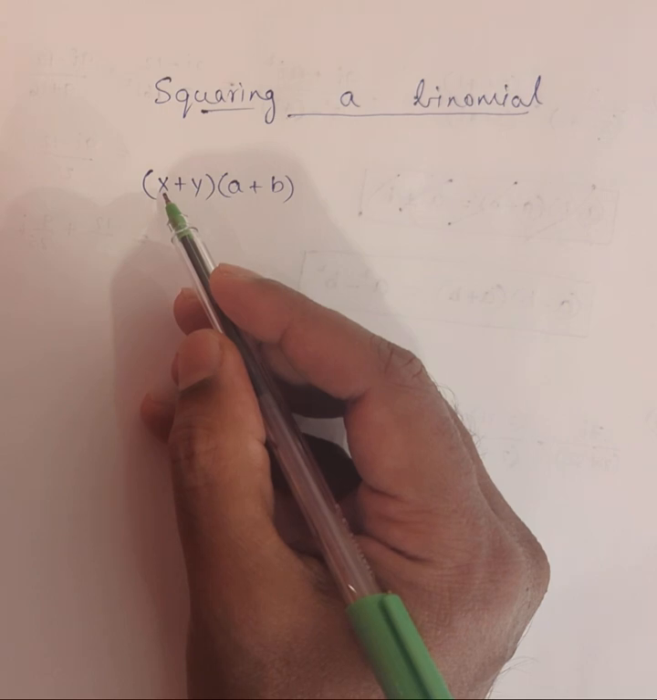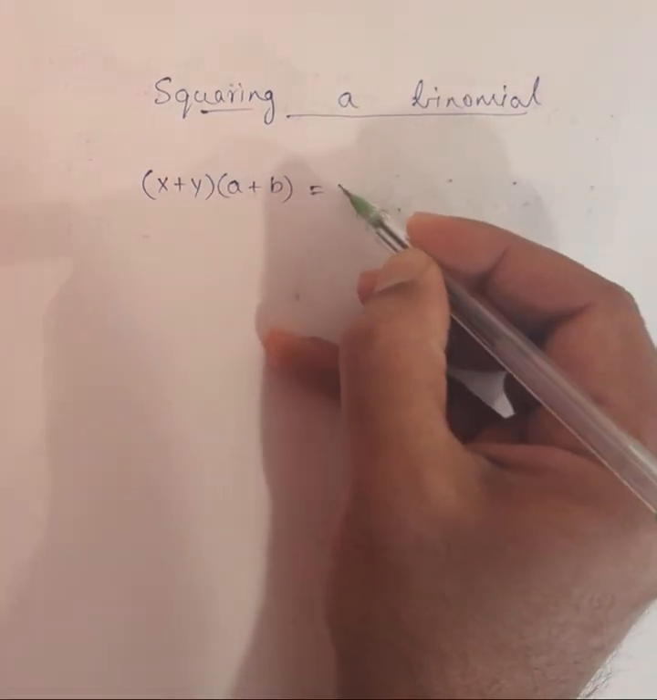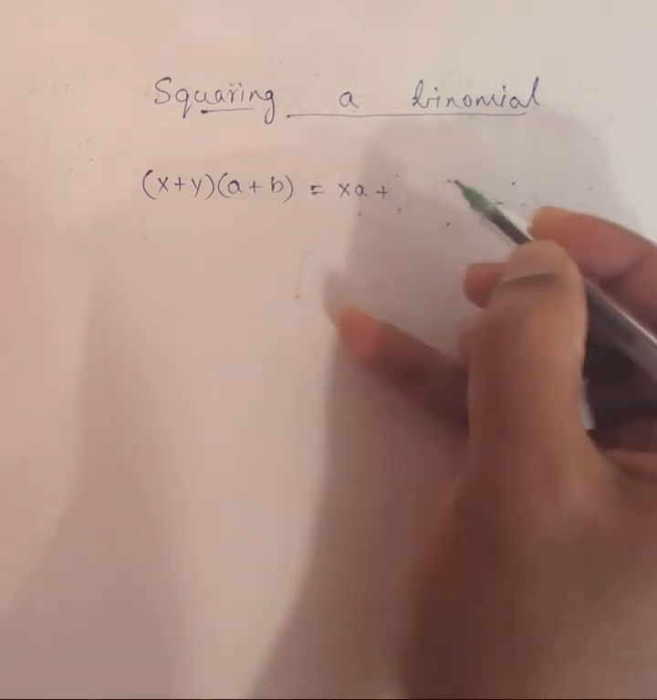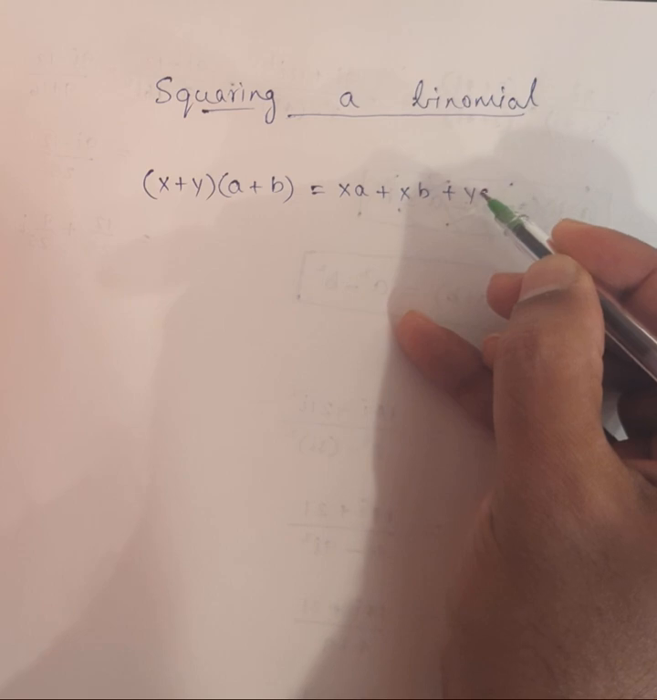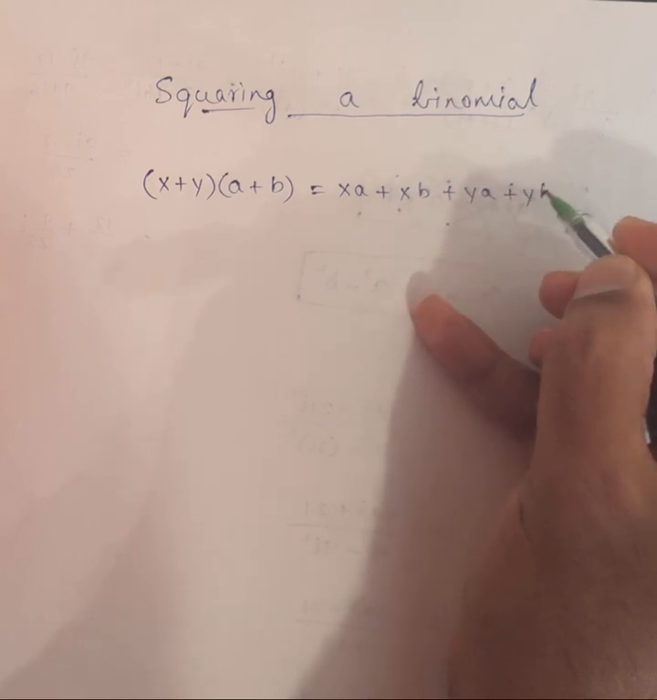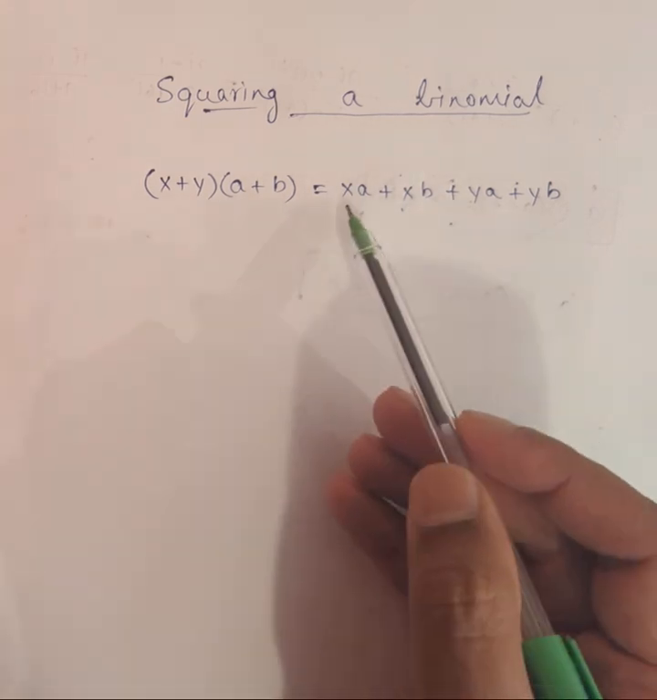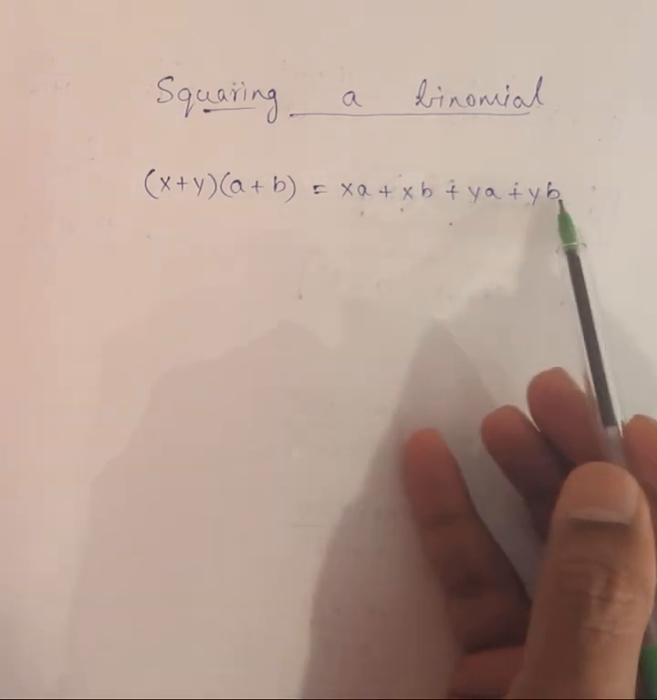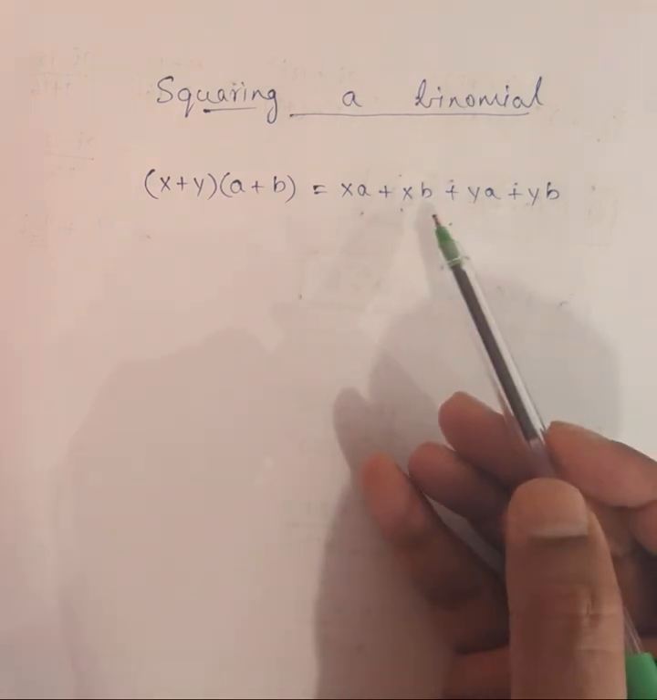So you multiply each of these terms here with each of these. You multiply x times a and then plus x times b, and then you multiply y times a plus y times b. And for arbitrary binomials, that's all you can do. Now, these are all unlike terms. No two of them can be combined.